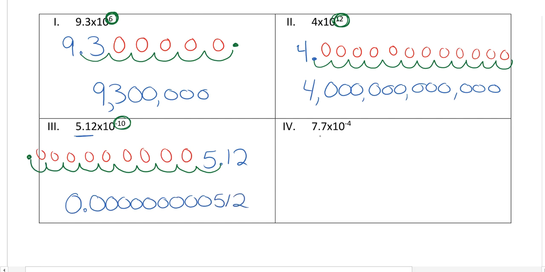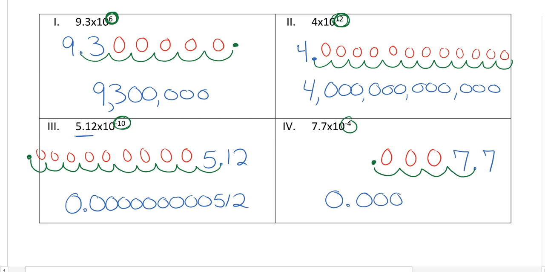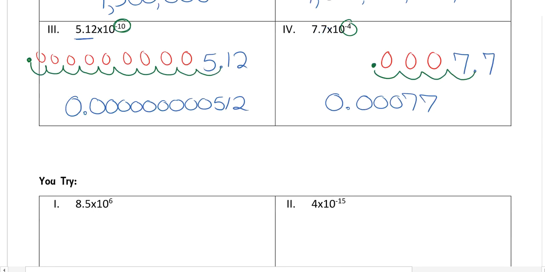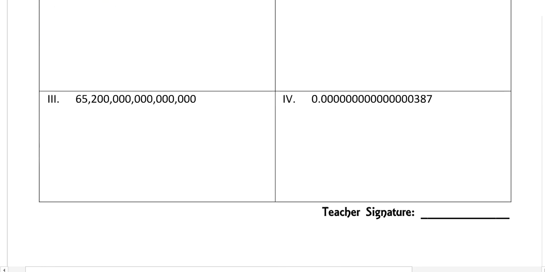And then last but not least, I have 7.7 times 10 to the -4th. So again, my exponent is negative, so I'm going to start to the left writing my significant digits, and I'm going to be swinging my decimal 4 places to the left. 1, 2, 3, 4. Put in my new decimal. I fill my swings in with zeros, and I get the small value 0.00077. Okay, I want you to try the U-Try. When you're done, get it checked with an adult before moving on.